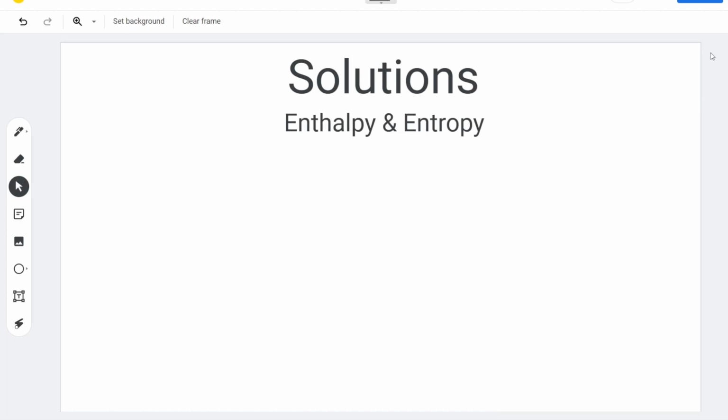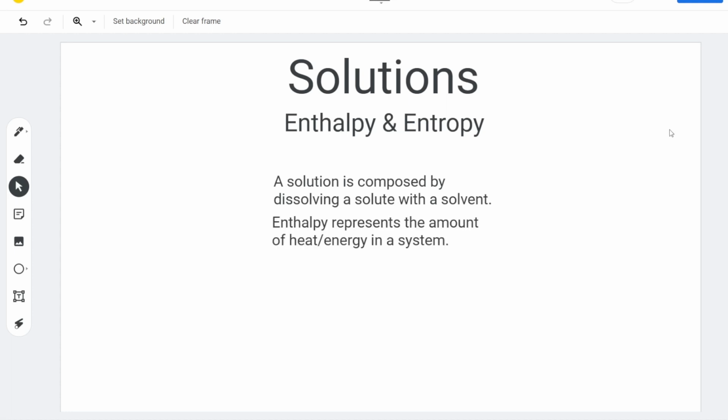How do we work with chemical solutions? Well, a solution is composed by dissolving a solute with a solvent, and enthalpy represents the amount of heat or energy in a system. There are 3 steps in forming a solution.